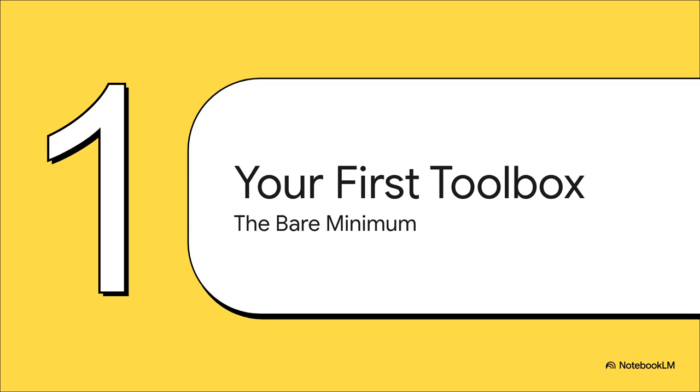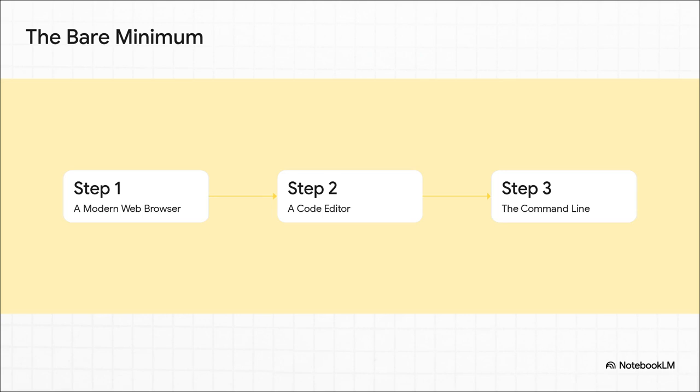Okay, so let's assemble your very first developer toolbox. Just like any other craft, you need a few key tools to do the job right. But trust me, they're probably a lot simpler than you think. So what's actually in this toolbox? Just 3 things to get you off the ground: a modern web browser, a code editor, and the command line. That's it. Seriously, this is the foundation for absolutely everything you're going to build from here on out.